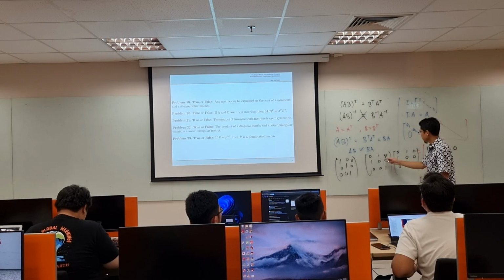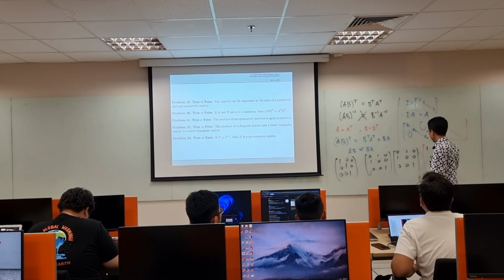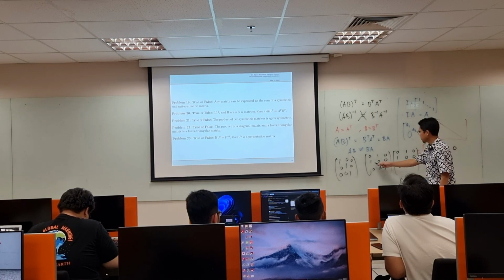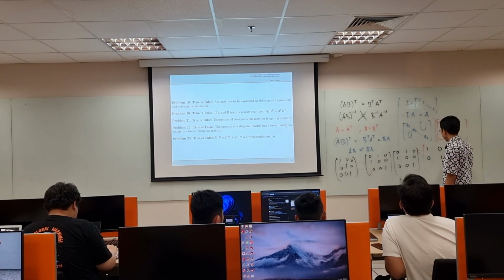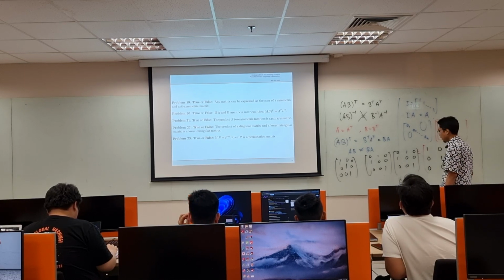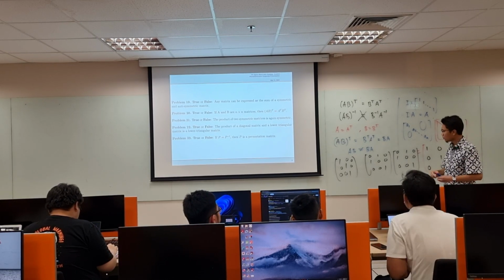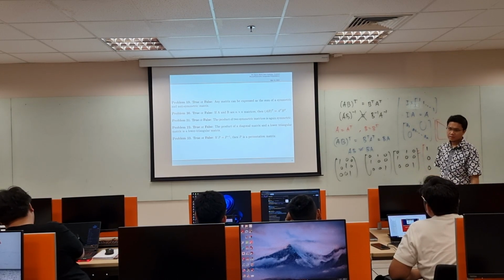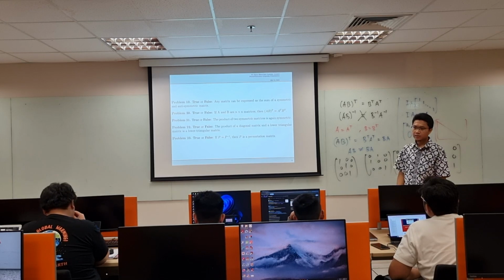1, 0, 0. Second row with the second column, 1. This is 0. And again, you will have this identity. So you multiply permutation with itself, it becomes identity. So that's the inverse itself.